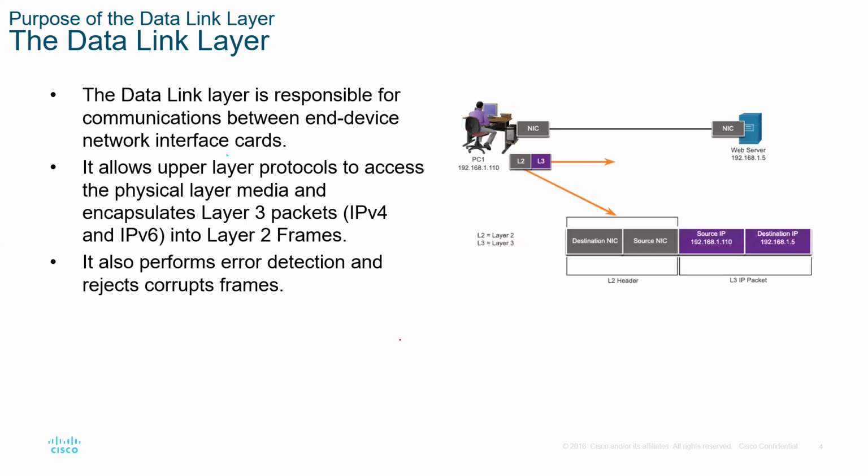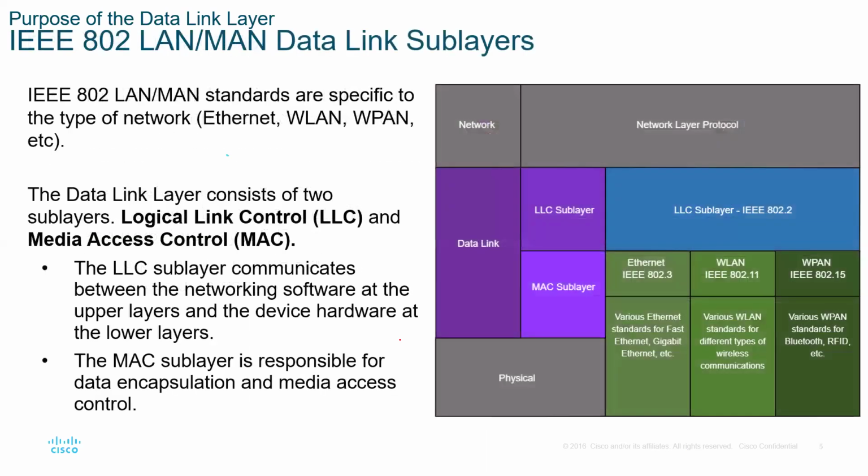So you need to have an idea what the data link layer, not only that, but every other layer in a network does. Right. We now look at the data link sublayers. So you see the data link is divided into 2 sublayers. We have the LLC, logical link control, and the MAC, media access control, sublayers. The LLC sublayer communicates between the network software at the upper layer and the device hardware at the lower layer. And the MAC sublayer is responsible for the data encapsulation and media access.